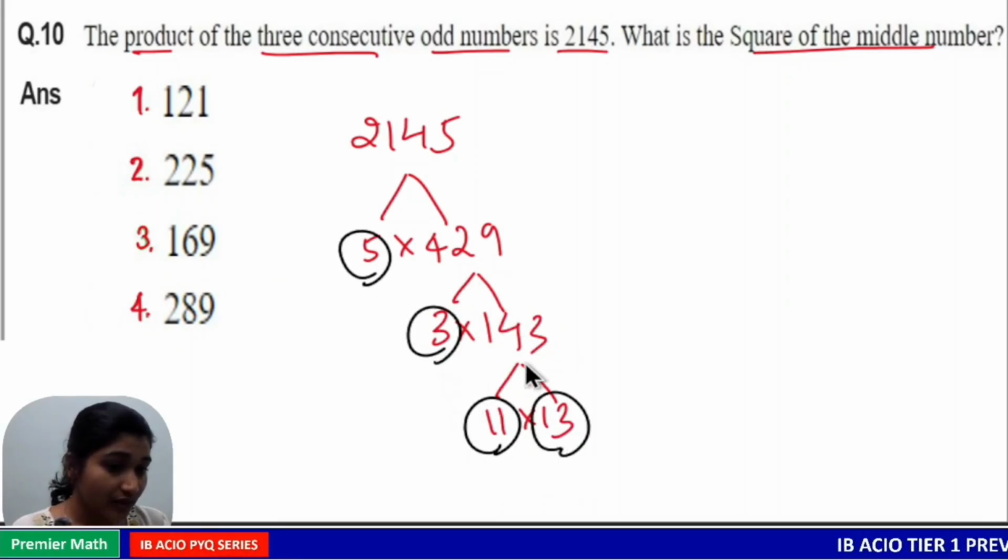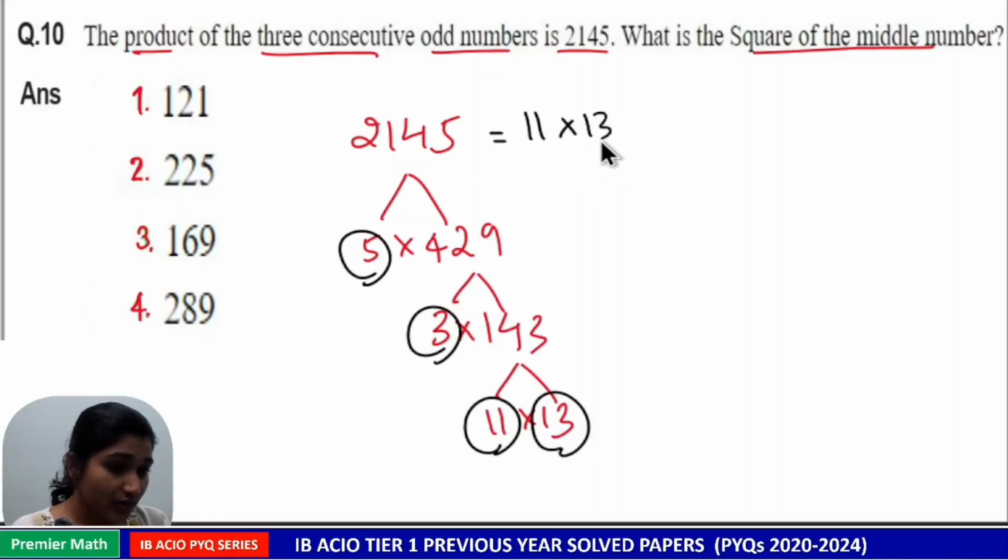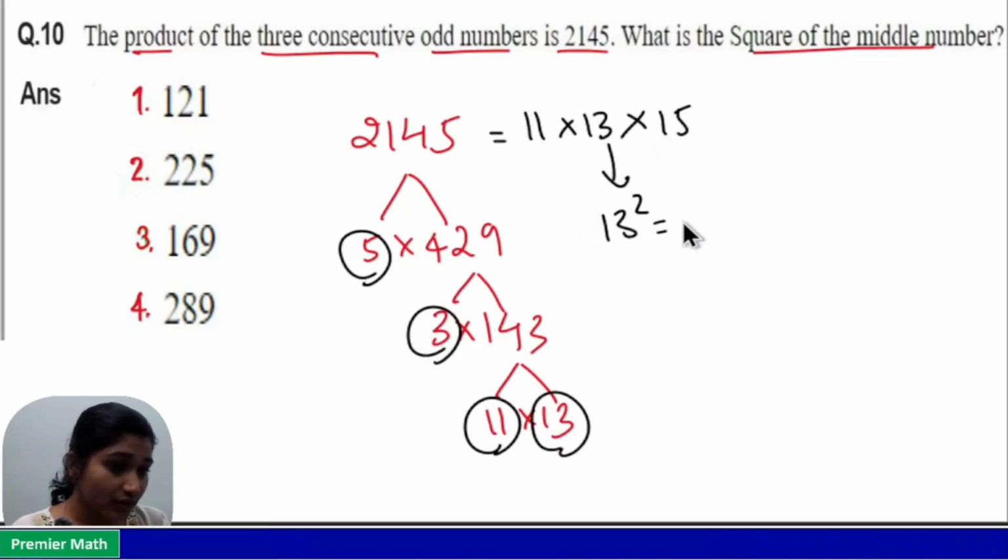Here 429 and 143 are split. So here the consecutive odd numbers mean 11, 13, and 5 into 3 is 15. So 13 square is equal to 169. Option 3 is your answer. 13 is the middle.